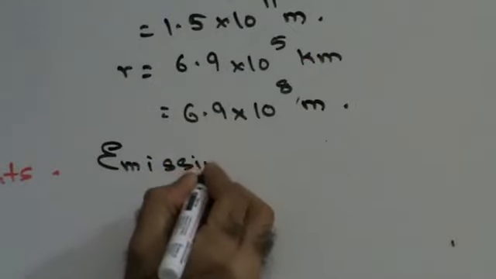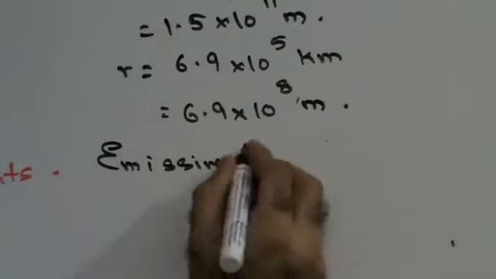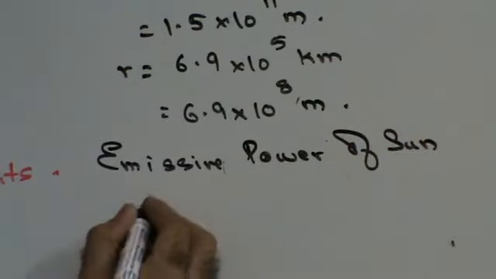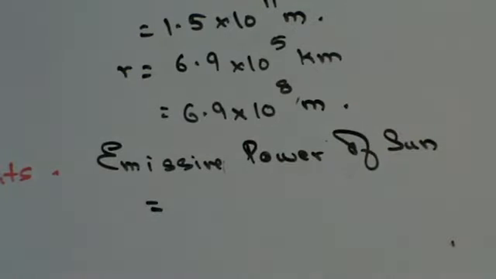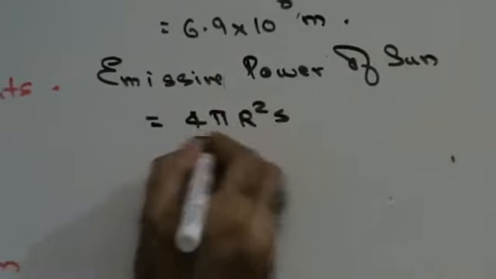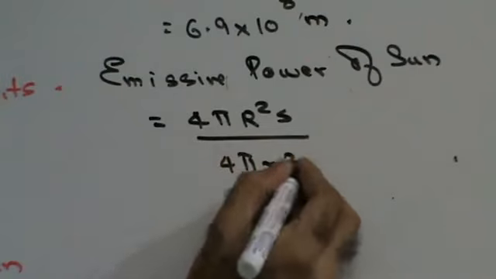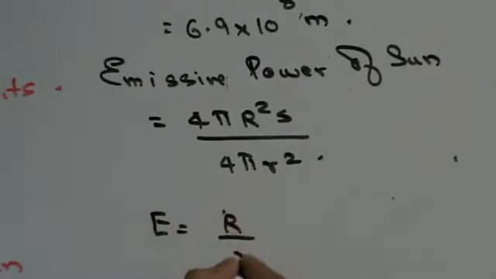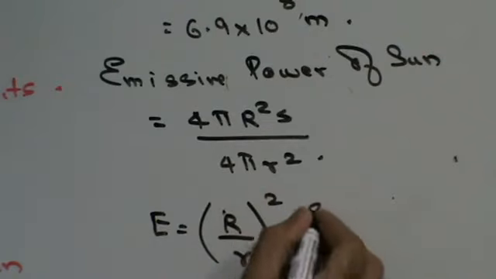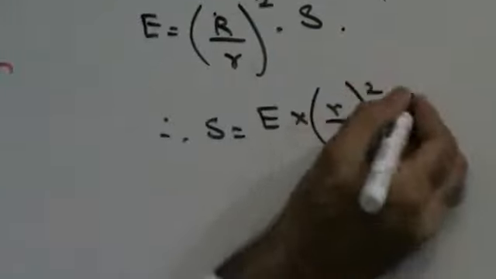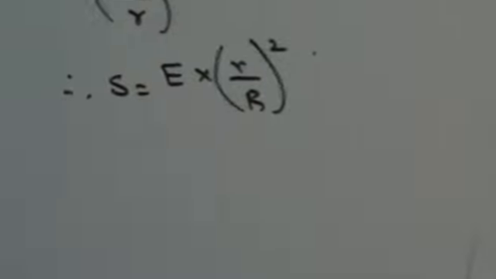Emissive power of the sun, I can say, is nothing but 4 pi r square S upon 4 pi R square. Therefore, I can say that E is nothing but r upon R the whole square into S. Therefore, I could say S is equal to E into R upon r the whole square. That will give you your solar constant.